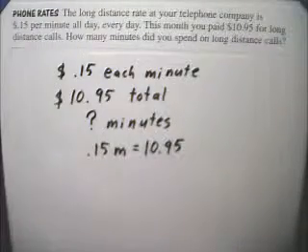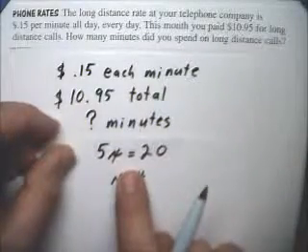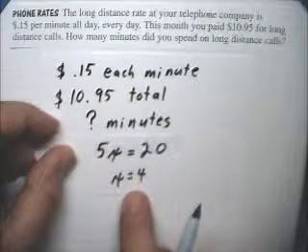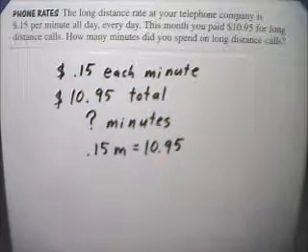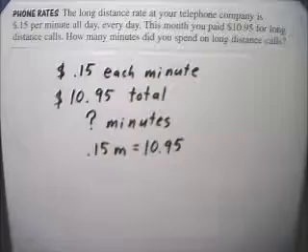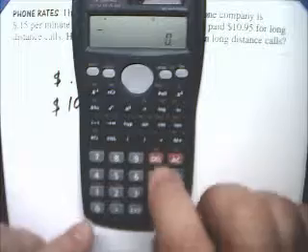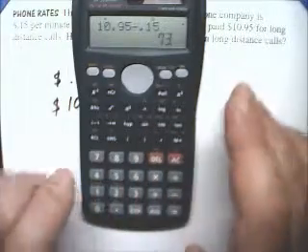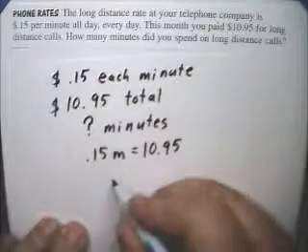See, now algebra is powerful because if you know how to solve this, 5x equals 20, we divided both sides by 5 to get x equals 4. Here it's the same thing. We just have to divide both sides by 0.15. So it's 10.95 divided by 0.15. And that's 73. So this represents 73 minutes.